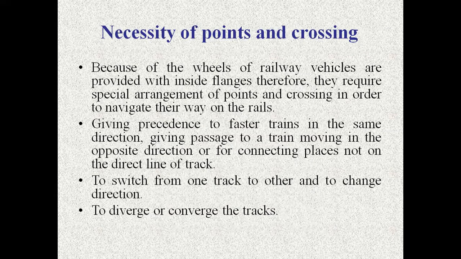The main necessity of these points and crossings is that the wheels of railway vehicles are provided with inside flanges. Therefore they require a special arrangement of points and crossings in order to navigate their way on the rails, giving precedence to faster trains in the same direction, giving passage to a train moving in the opposite direction, or for connecting places not on the direct line of track.